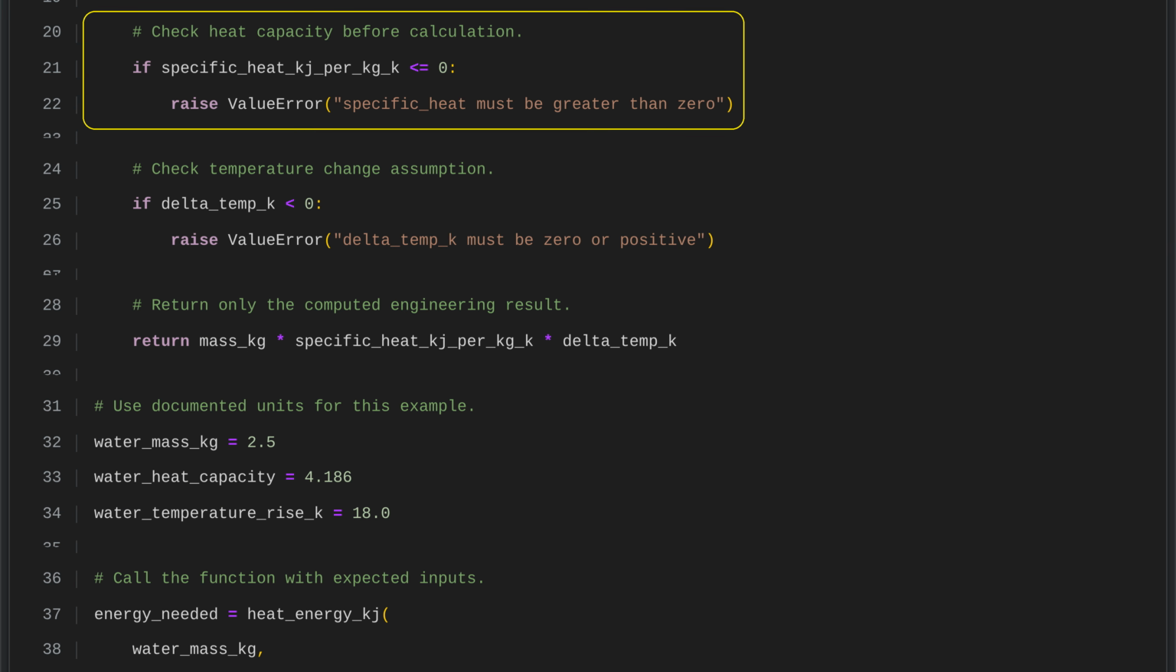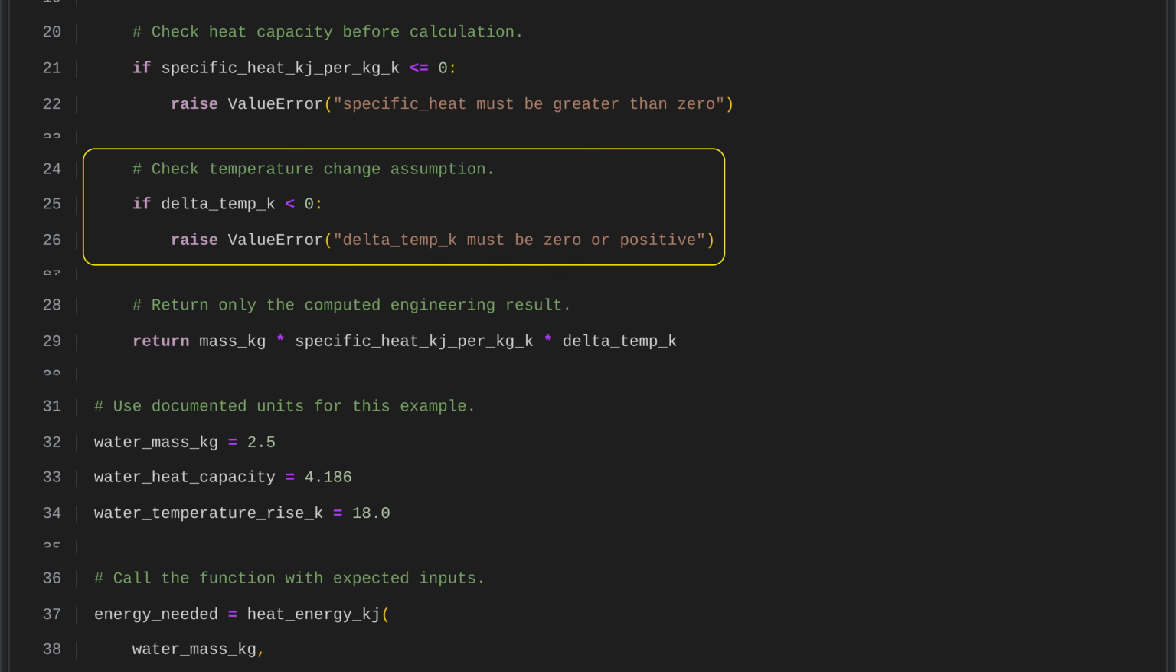The code first checks that the specific heat capacity is positive before doing any calculations. If the value is zero or negative, it raises an error to signal invalid input. This helps prevent later calculation problems by ensuring the input is within the expected range. The code rejects any negative temperature change by raising a value error. This enforces the assumption that the temperature change must be zero or positive in this context.